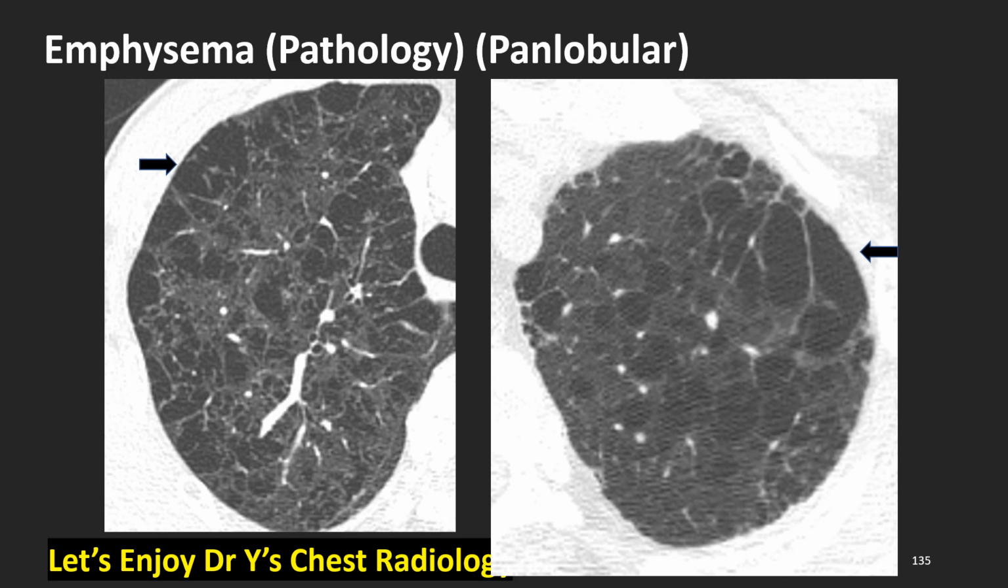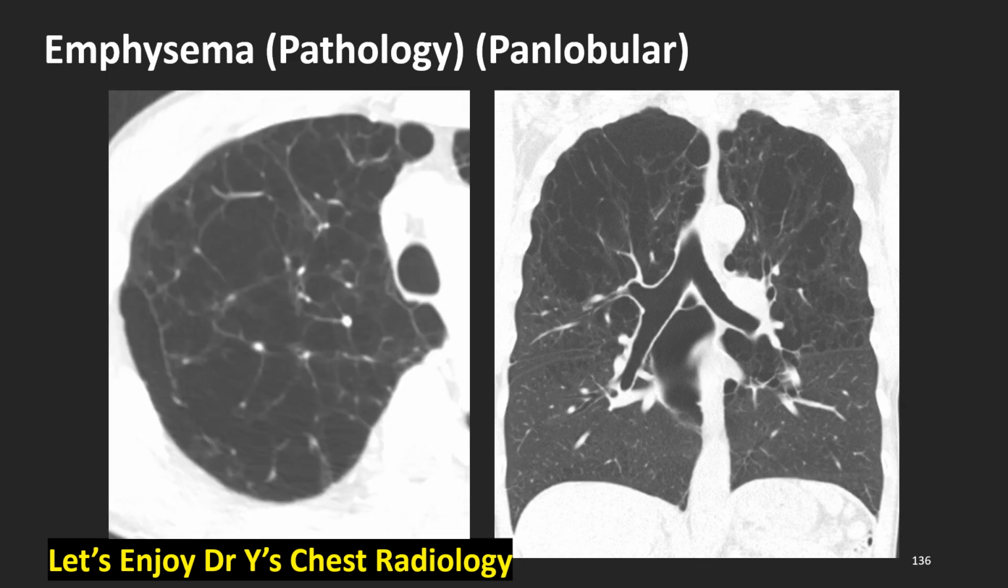Emphysema pathology, panlobular. Black arrows indicate panlobular emphysema. These two patients show panlobular emphysema.